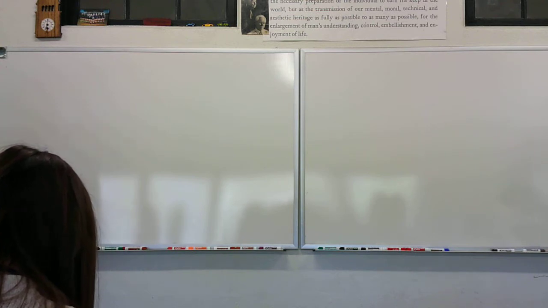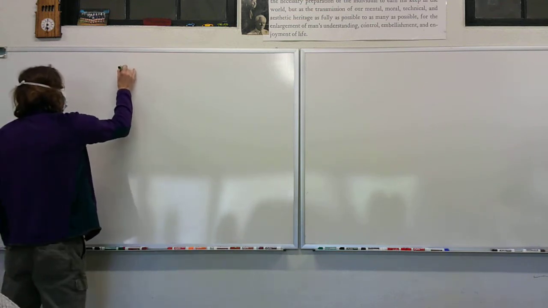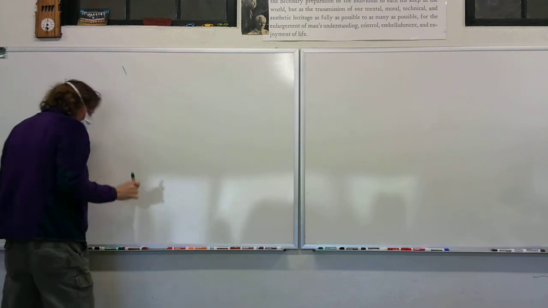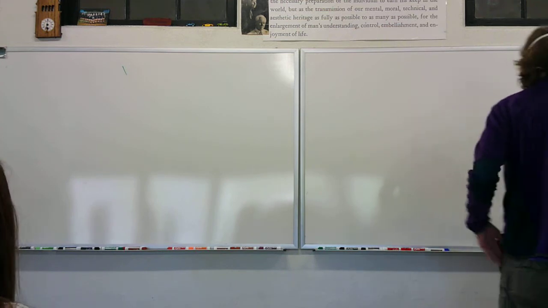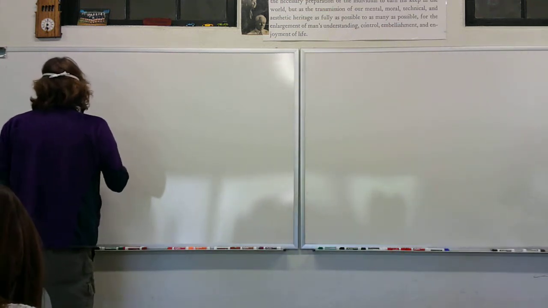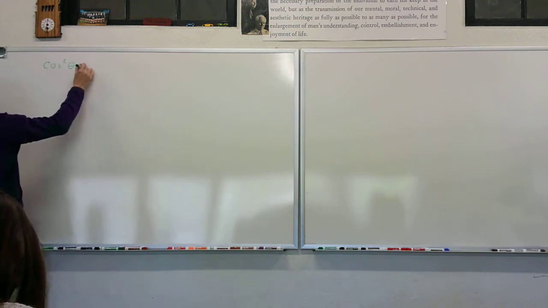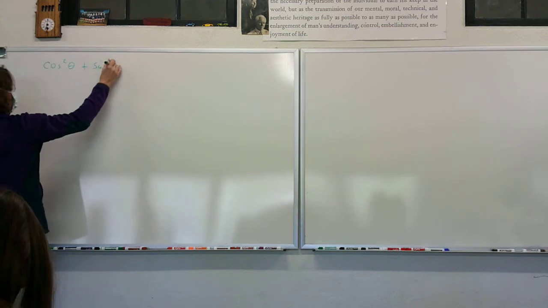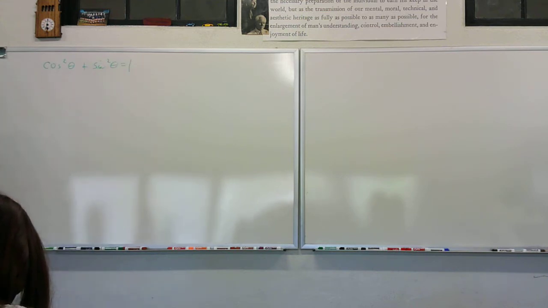But here we go. The first rule is, I was going to put x squared plus y squared equals 1, but that's not the trig identity. The very first one we want to talk about is that cosine squared theta plus sine squared theta equals 1. That's the mother identity.